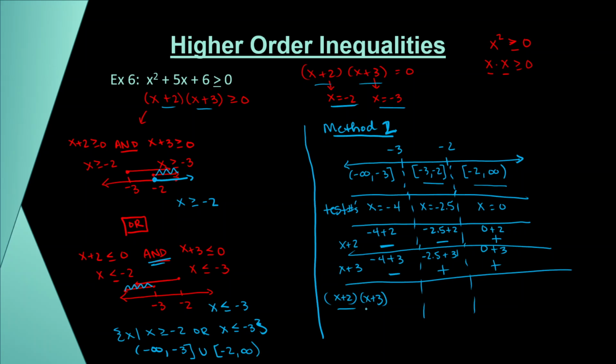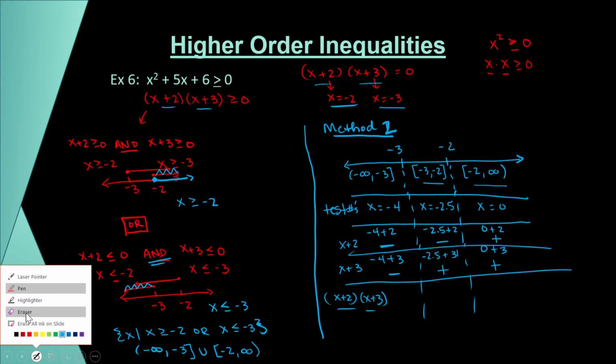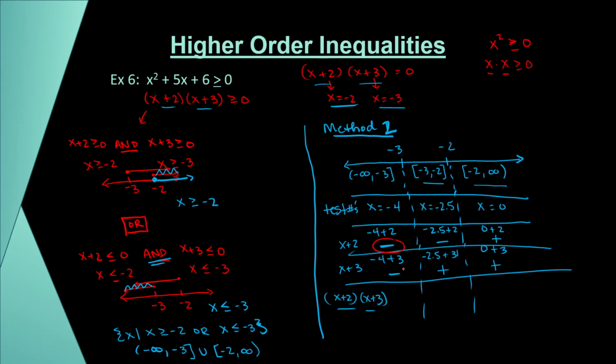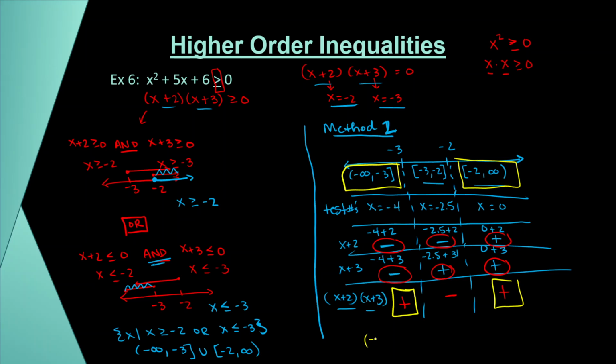Now I'm going to check their product. So I'm going to do a negative times a negative. We're multiplying, so that makes a plus. A negative times a positive would make a negative. Positive times positive makes a plus. Now if I look back at the original, it wanted greater than or equal to 0. So my solution is this one and this one. So that means this interval and this interval. And so the solution is negative infinity to negative 3, union with negative 2 to infinity, the same result we got in method 1.